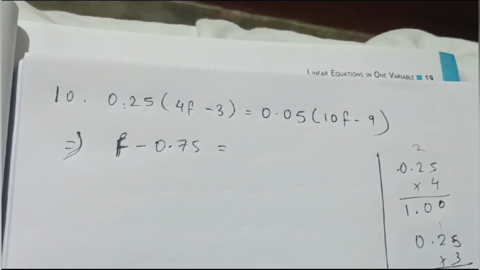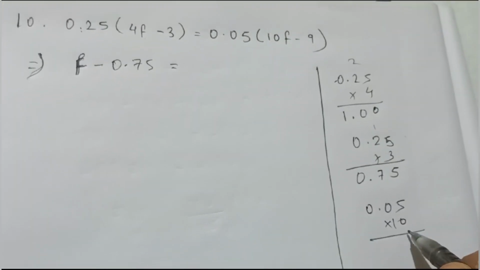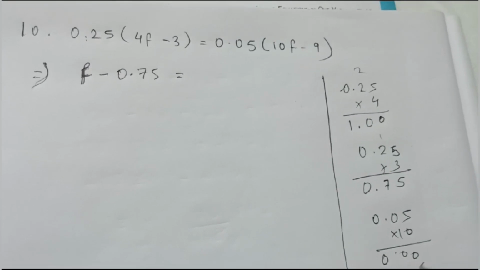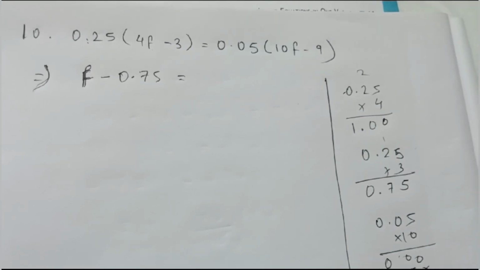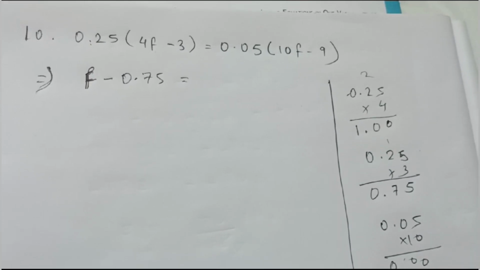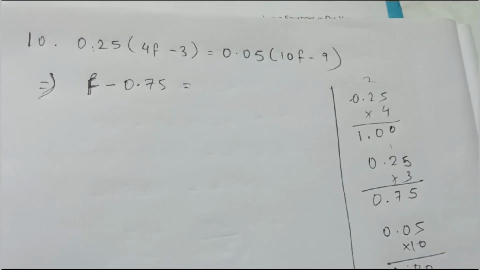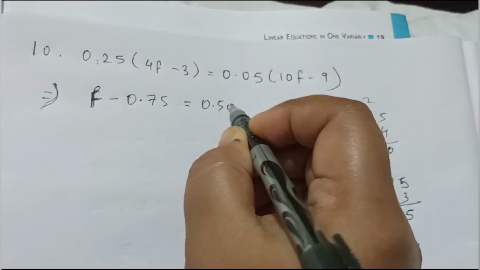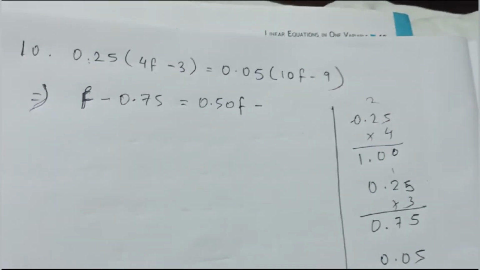Alright, now this one. 0.05 into 10. So this one you know only: 0.50. The point will be where? Here. Alright, like this. 0.50F minus this one again.